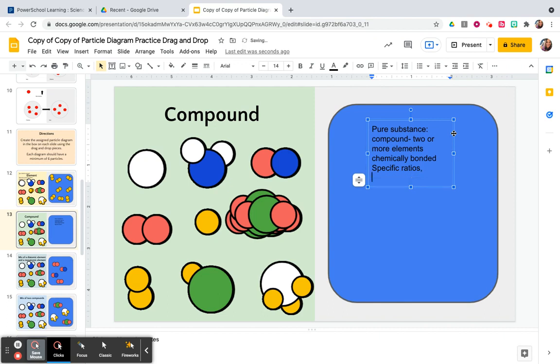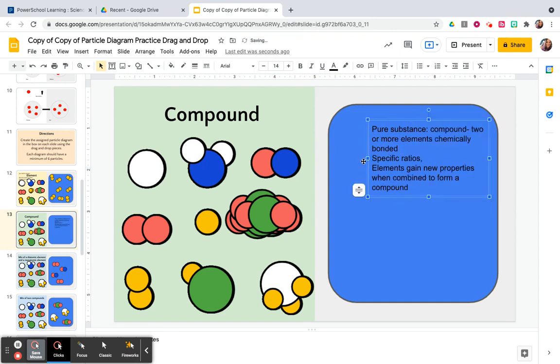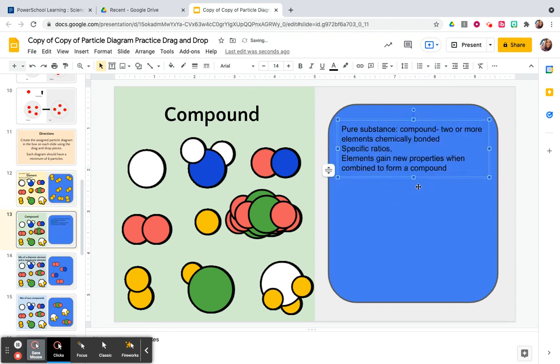Specific ratios, and the elements gain new properties when combined to form a compound. They are no longer what they once were. They now have new properties to form that bond because they've been chemically bonded. And if it's chemically bonded, it went through a chemical change. Okay, still a pure substance, and I'm going to show you why.